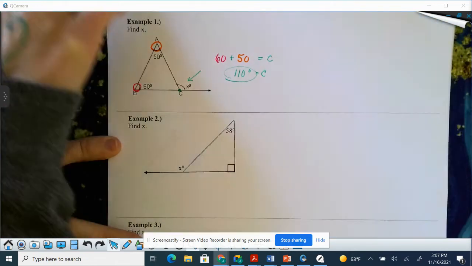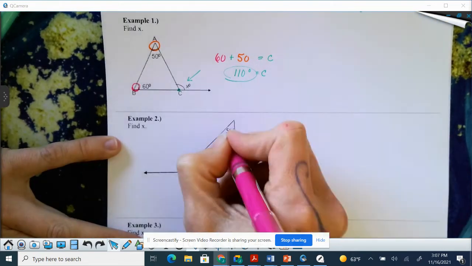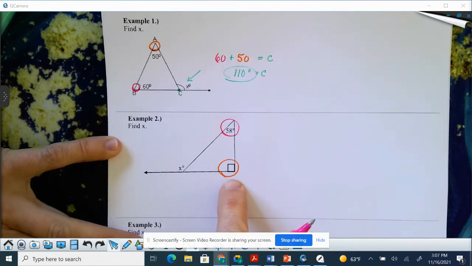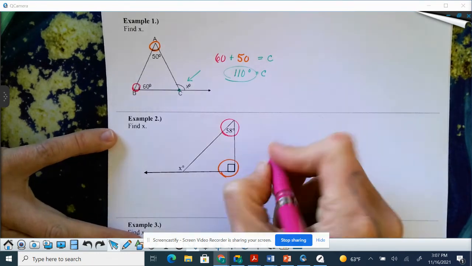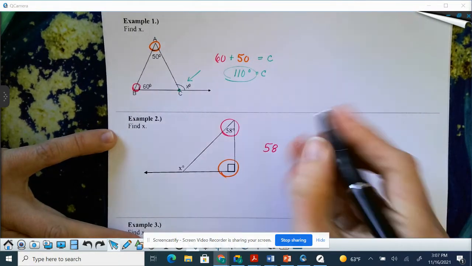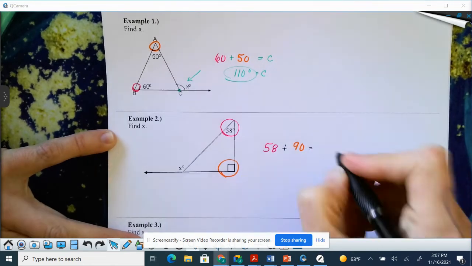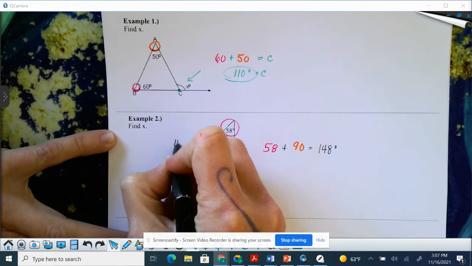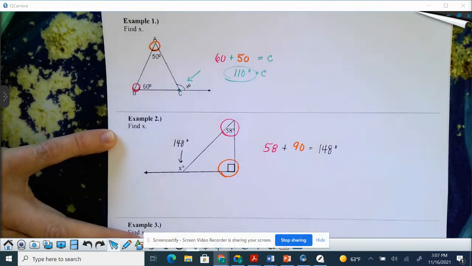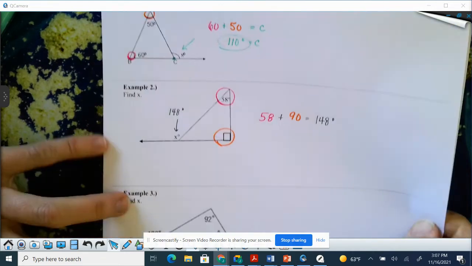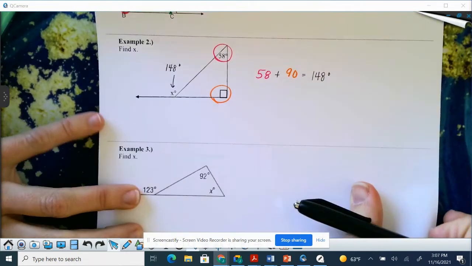So we're going to take one plus the other. And in this case, it's not a number, but we know that that square is 90 degrees. So we're going to do 58 plus 90. And that's going to give us our exterior angle. So 58 plus 90 should give me 148. So that means X is 148 degrees. So fairly straightforward when there's no algebra necessary. No expressions. Those are just values of angles.